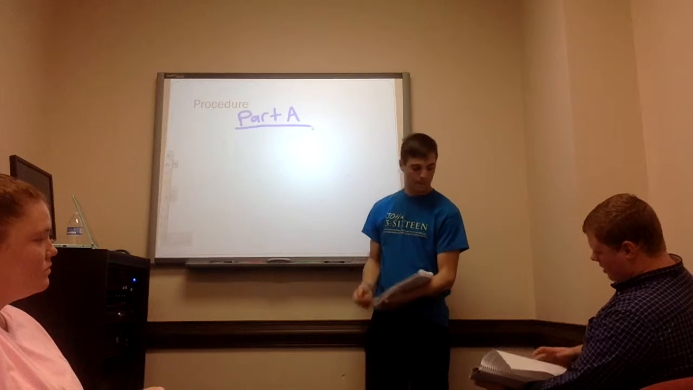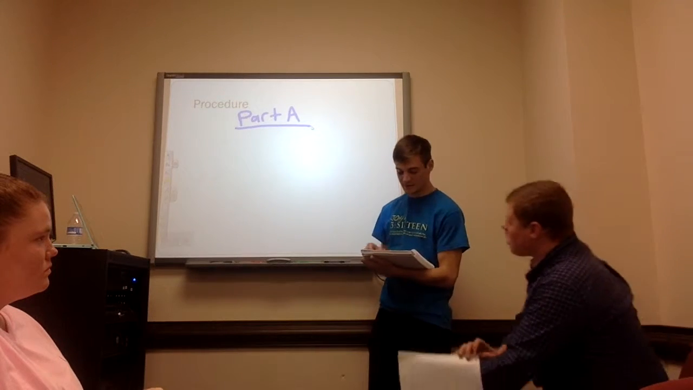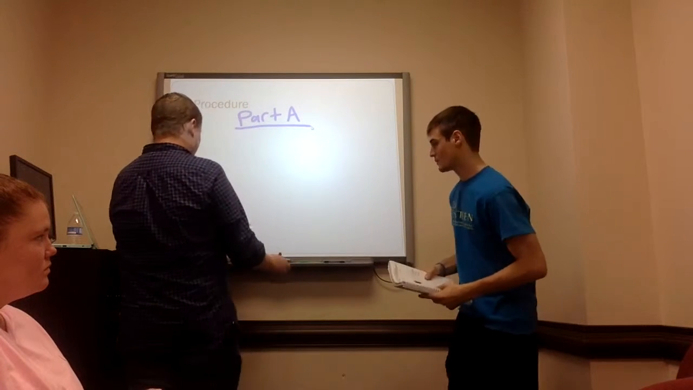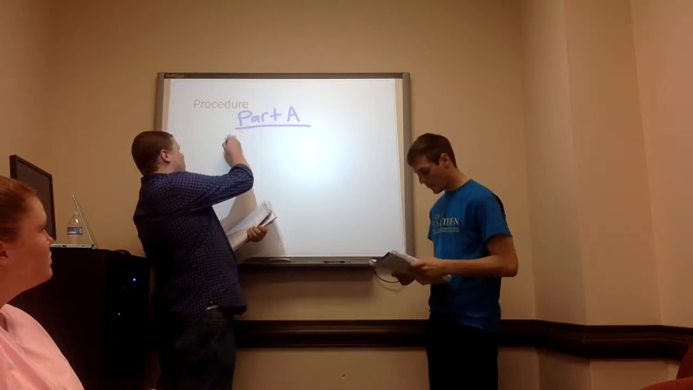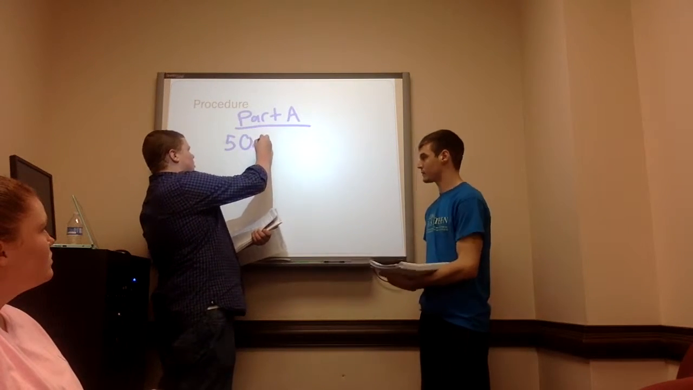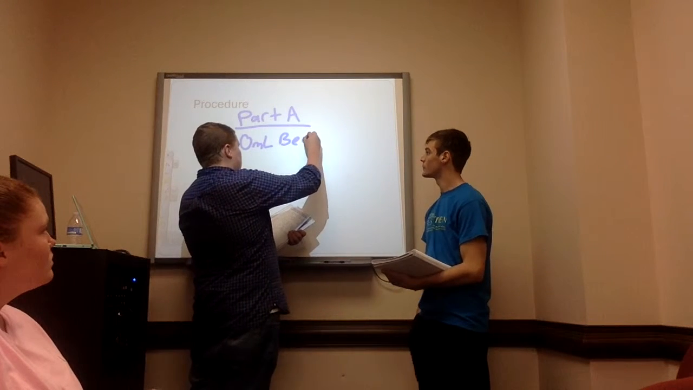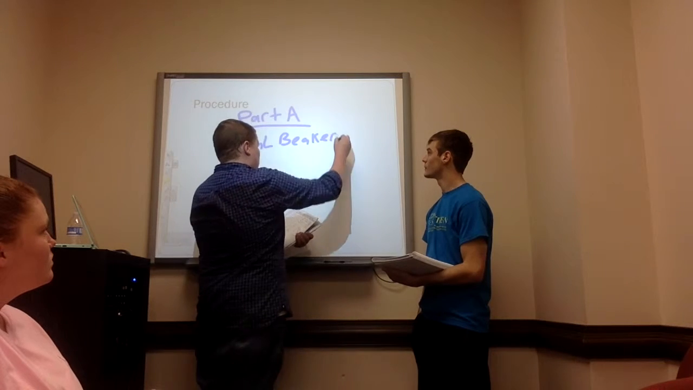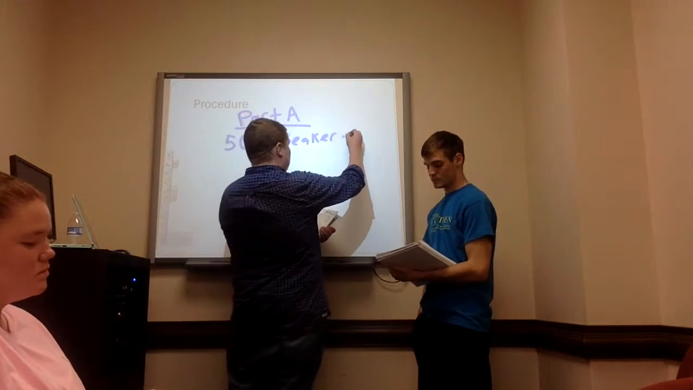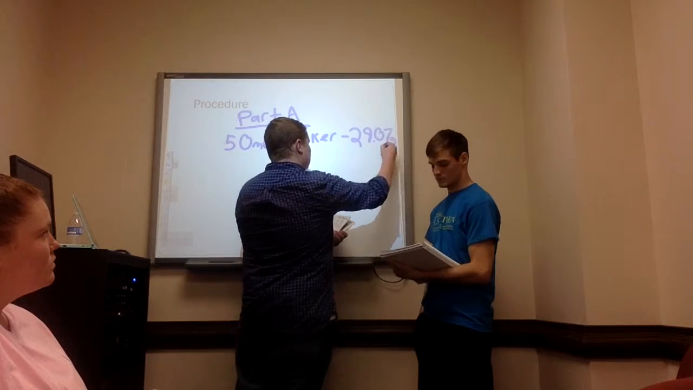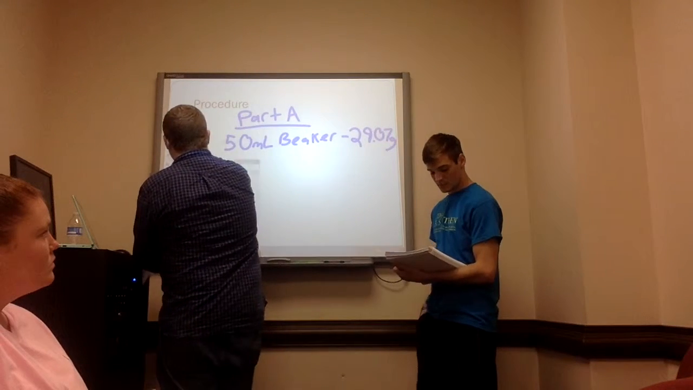What was your mass, sir? I'll go with my own calculations. That's how we'll do it. Right. So I used a 50 milliliter beaker, and that weighed 29.07 grams. So, continue, please, sir.